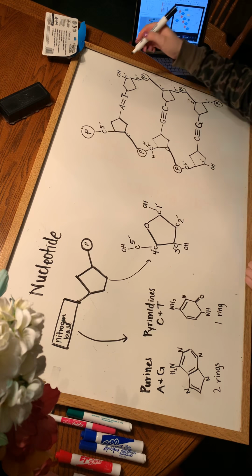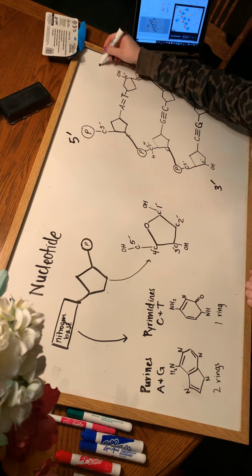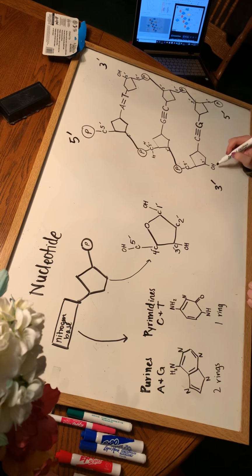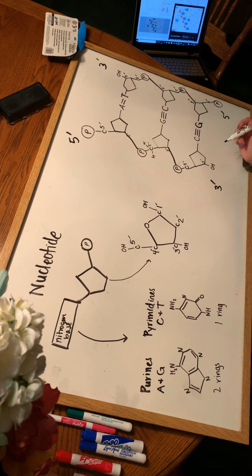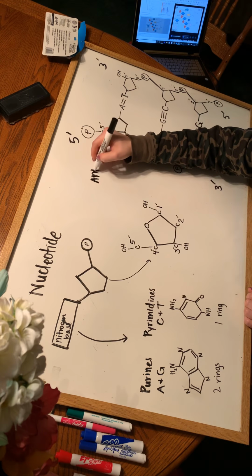So now this one is running 5' to 3'. This one's running 3' to 5'. Right? This one has the phosphate sticking out up here. This one has the phosphate sticking out up here. 3' with the hydroxyl, 3' with the hydroxyl. So we call the structure of DNA anti-parallel.